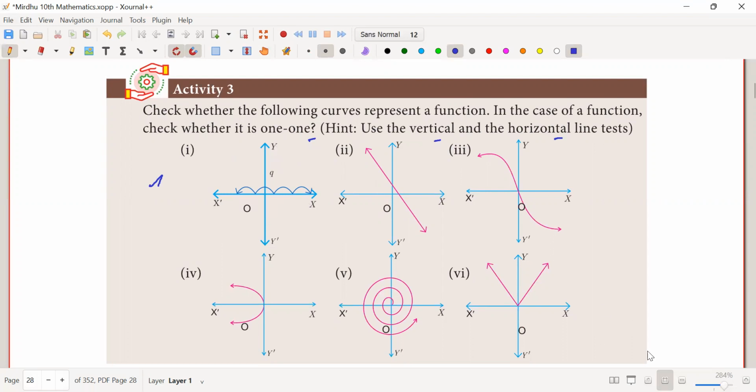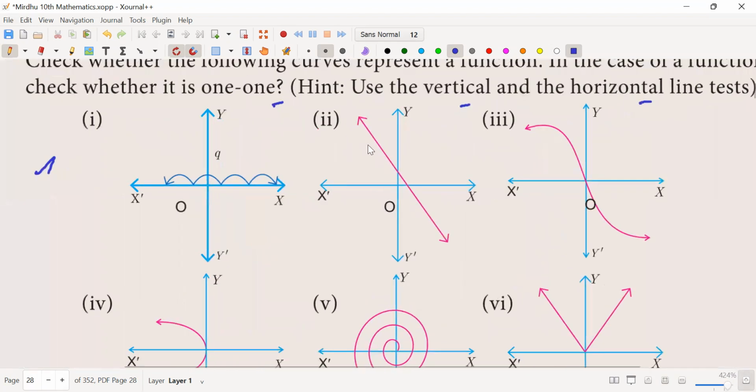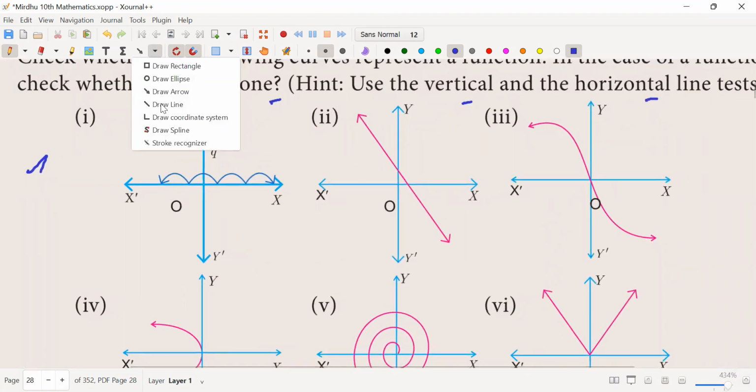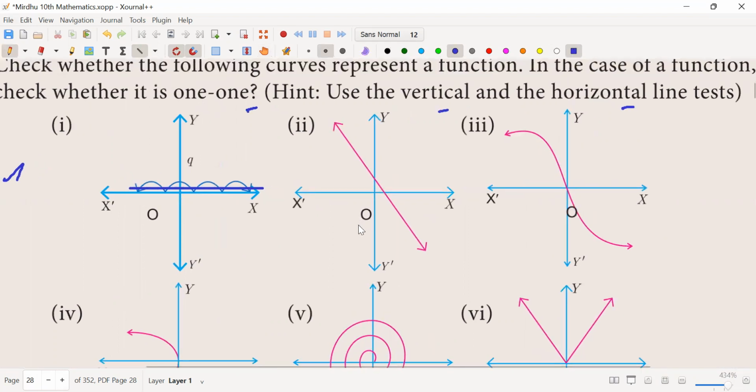And when I put a vertical line, I could see this line is cutting a lot of places. So this is a many-to-1 function. Yes, it is a function. It is many-to-1. Then this one. All right, this one is cutting in only one place. All right, one place. So it is a function.